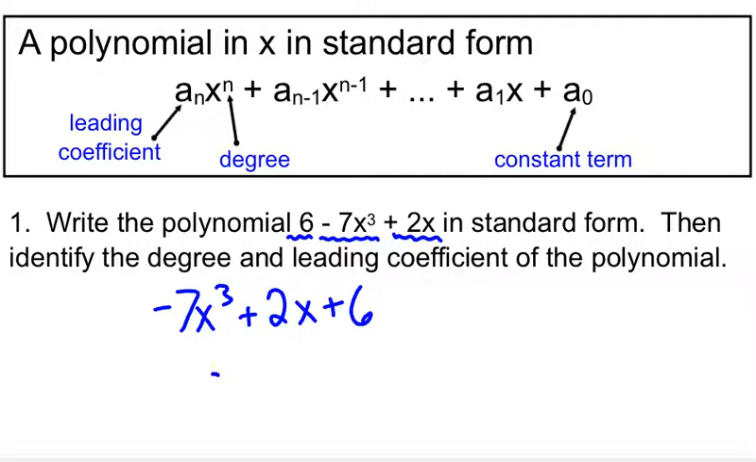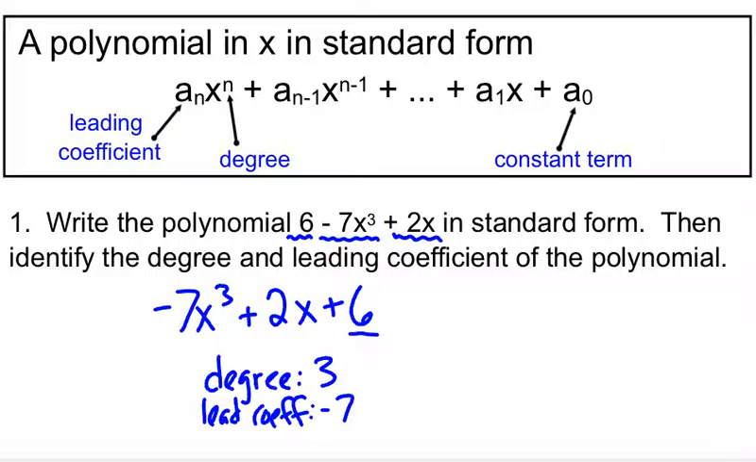Okay, so our degree is 3, because that's the highest exponent, and our leading coefficient is negative 7, because that's the coefficient in front of the x cubed. Okay? And if you were asked, the constant term is 6, so the one without the x.